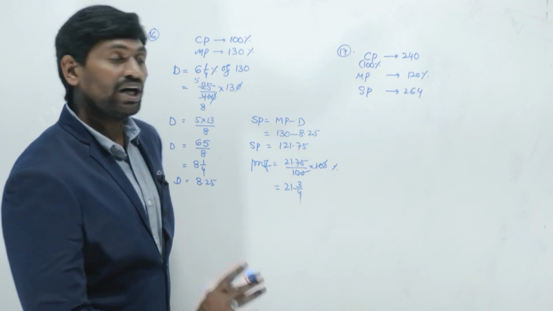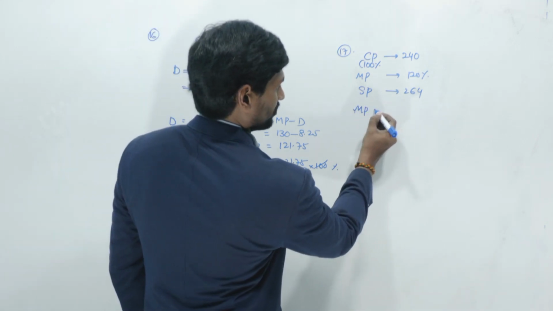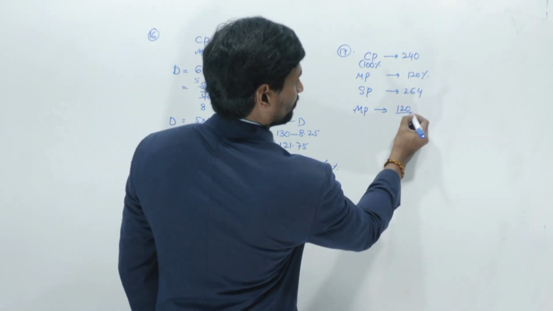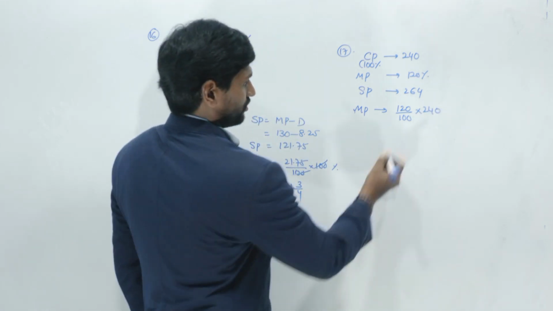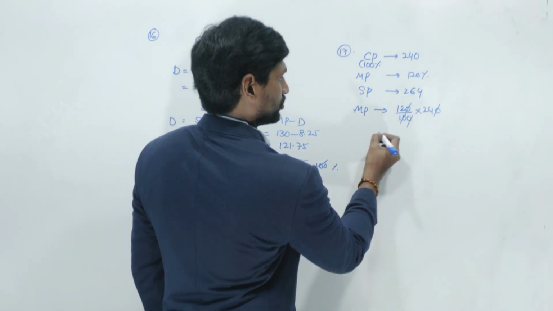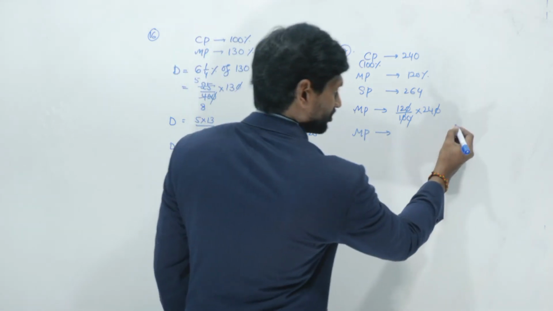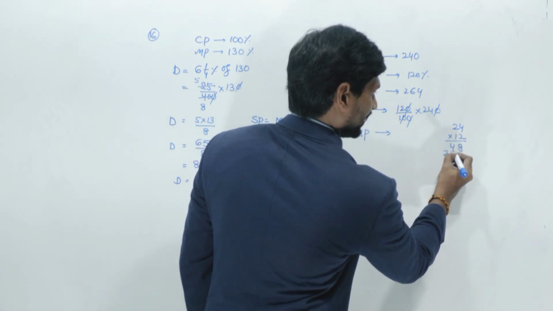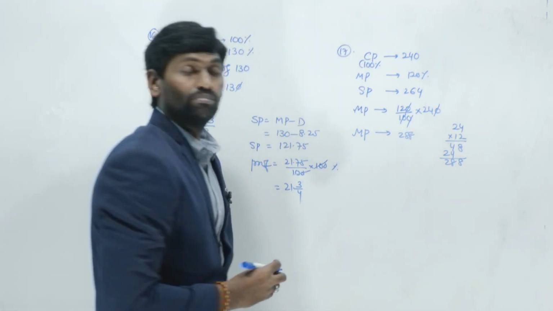So let us find the market price first. What is the market price? Market price equals, cost price 100%, market price 120. So 120 by 100 into 240. Denominator 2 zeros, numerator 2 zeros cancel. Therefore the market price is 12 24s. So 24 into 12. 2 table 48 and 24. So 288 rupees is market price.